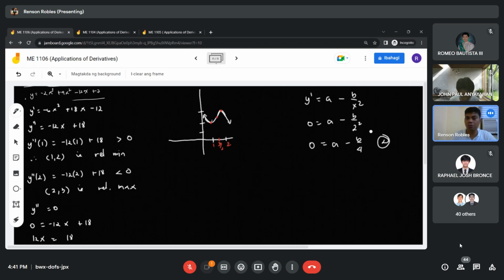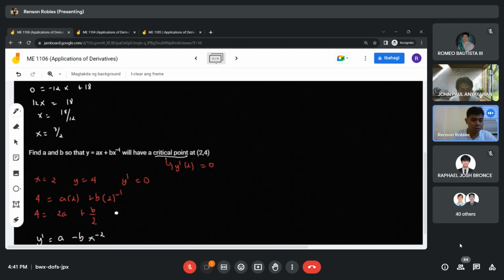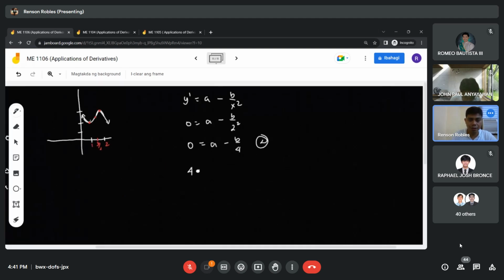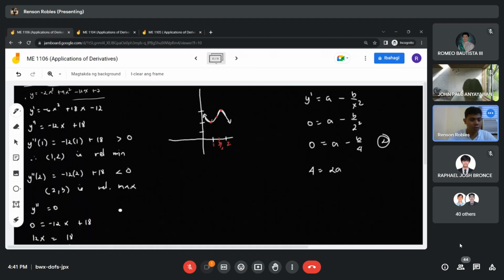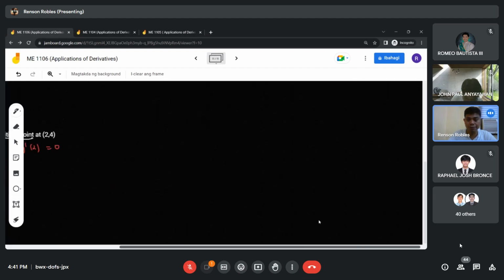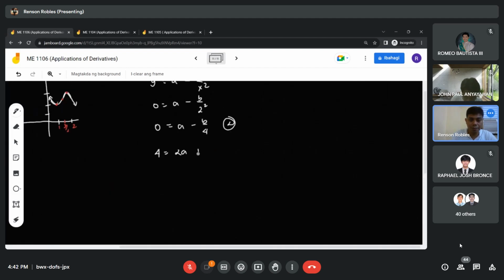Equation 2. Equation 1, then 4 equals 2a plus b over 2. So from equation 2, you can deduce that a is equal to b over 4.